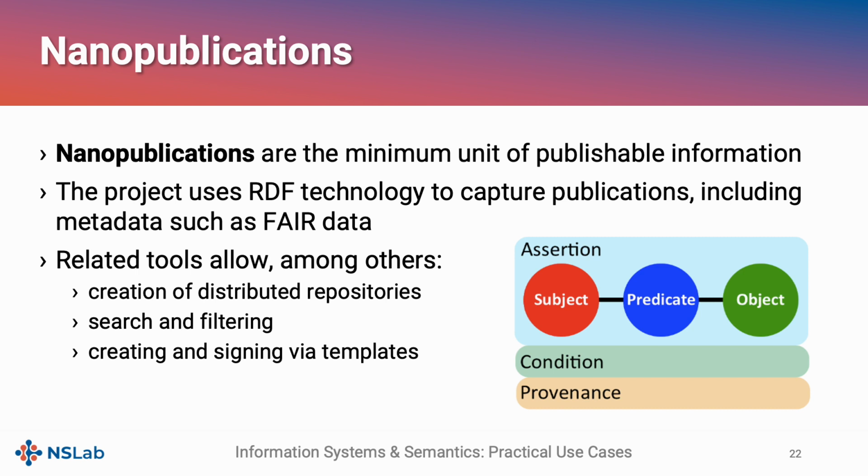These nanopublications can be sent to some distributed repositories or registries as nanopublication, and the way it works is a bit similar to blockchain. And also it provides then search and filtering, and usually these nanopublications are also signed using private public key pairs. It can be then, of course, verified that it was made by the person who declares the assertion.